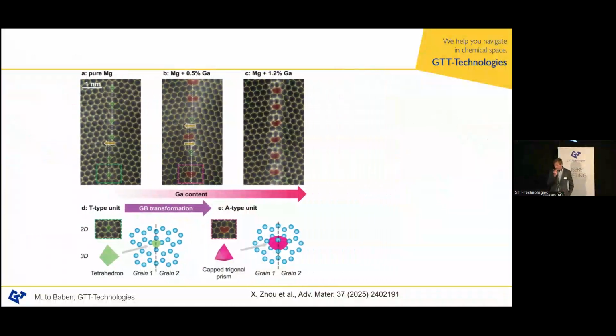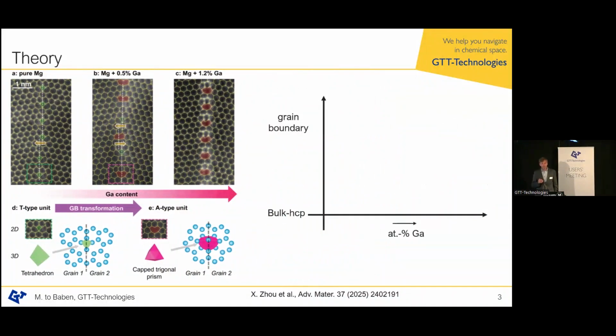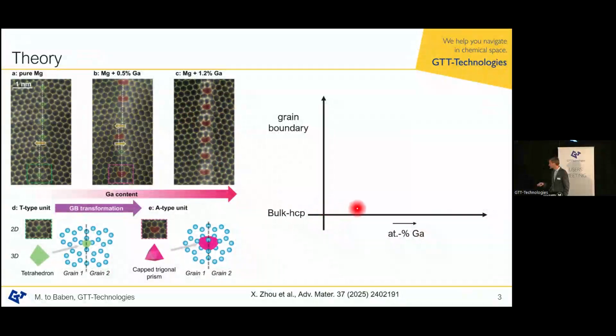Good. When we saw this image, we thought about how to interpret this. Why is there gallium at the grain boundary? What does this really mean? And I want to introduce here a diagram where we have on the x-axis a 10% of gallium, like a typical phase diagram axis. And on the y-axis, I put here something where I say at the bottom we have bulk, at the top we have the grain boundary.